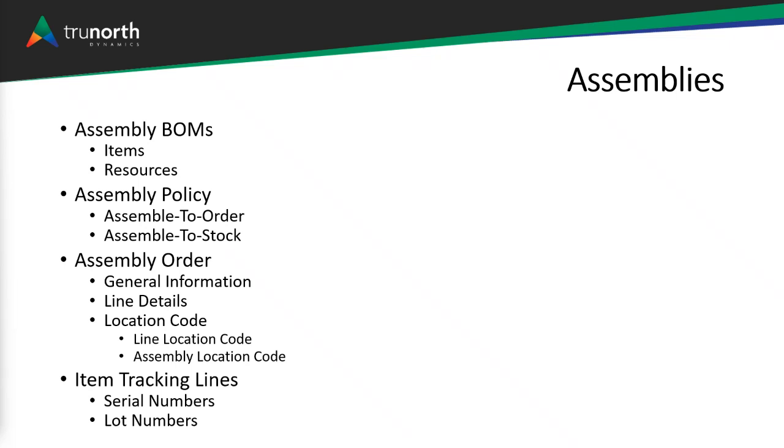You have 2 options for your assemble policy. You can either do it to order or to stock. On the assembly order itself, you're going to record general information about the document. You'll record the line details. And very important that you include the location codes. Those location codes will indicate both where to pull the raw materials from. If you have multiple warehouses or multiple inventory locations, you'll need to specify where to pull from. You would also specify where to place the finished good.